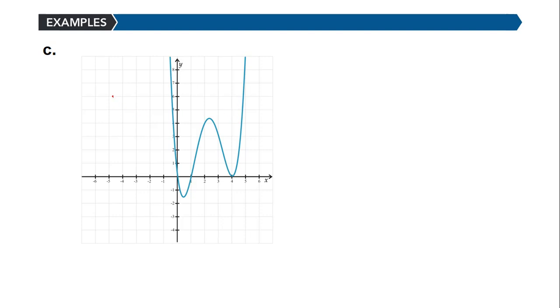If I draw a horizontal line through this function, notice that it touches more than 1 point on the graph. If I draw the horizontal line through 6, I hit 2 points on the graph. If I draw a horizontal line through 4, I'm hitting 4 points on the graph. So this is not a one-to-one function.